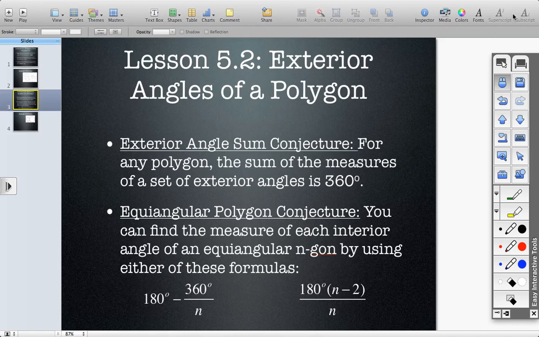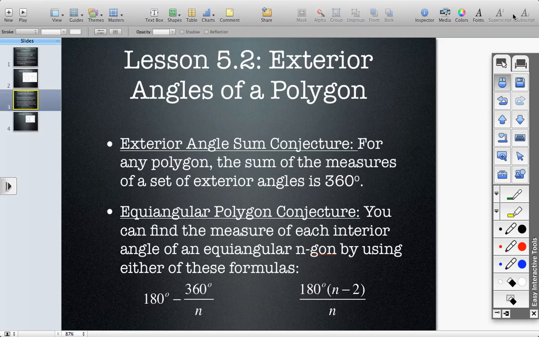All right, so that led us to some other measures. And basically, if I have a regular polygon, meaning all of the sides are the same, so it's equilateral, and all of the angles are the same, so it's equiangular, I could use these conjectures to help me figure out each individual angle on the interior, or each individual angle on the exterior, depending on the scenario. So the equiangular polygon conjecture states you can find the measures of each interior angle of an equiangular n-gon by using either of these formulas.